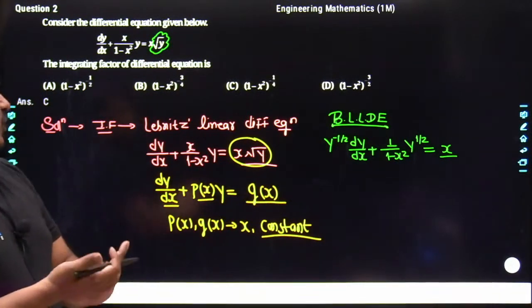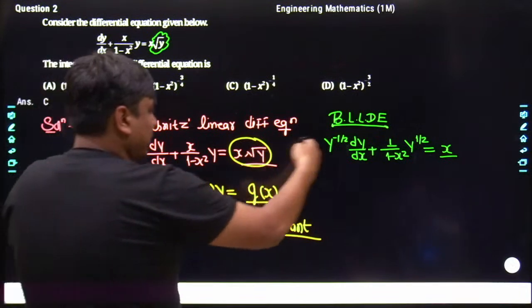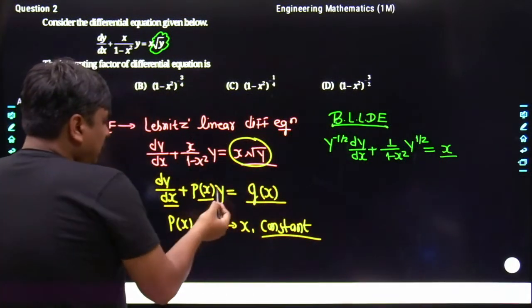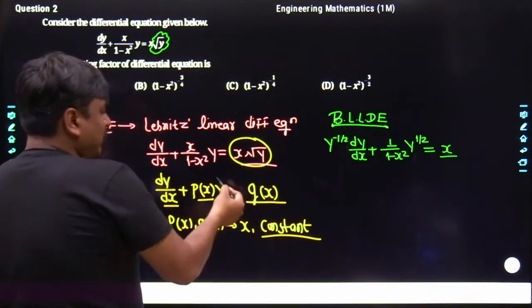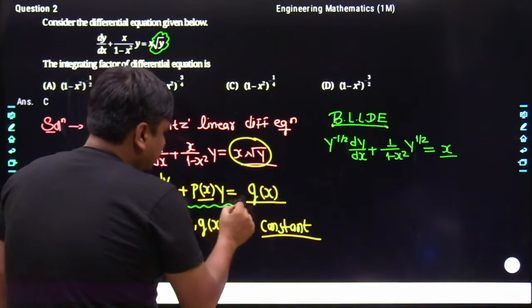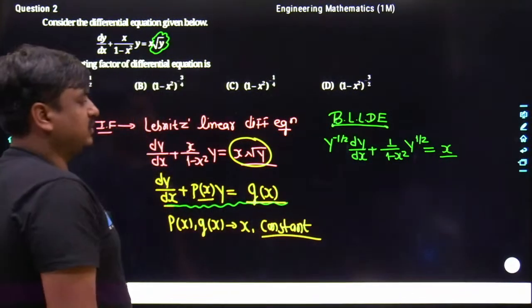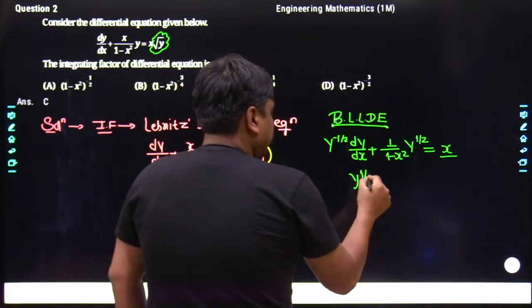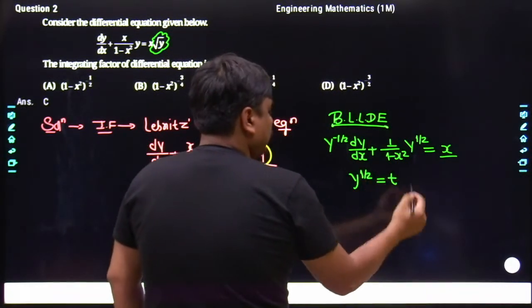In the next step, obviously we had to change this complete problem into this form. Maybe the dependent function may not be y, it can be t, but the differential form of the equation must follow this structure. For that, I would be keeping y to the power of half as t.